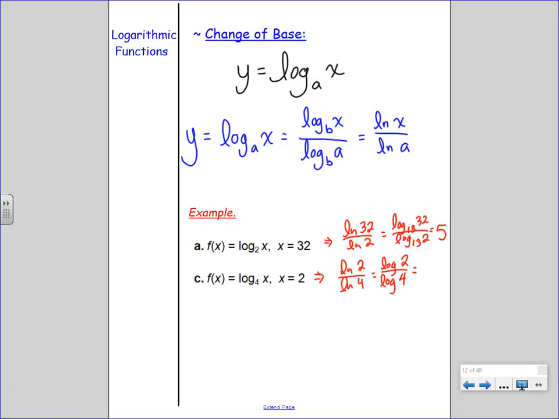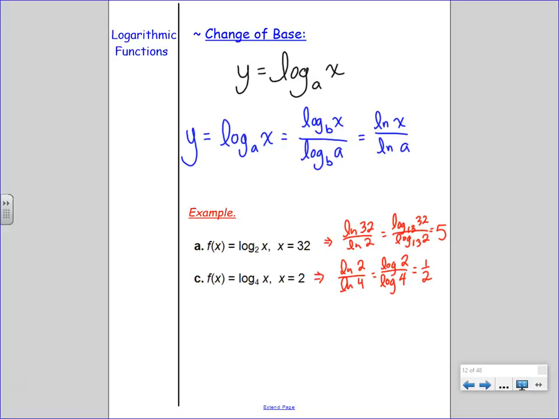Did you guys actually try the second one? ln of 2 over ln of 4, log of 2 over log of 4, log base 133 of 2 over log base 133 of 4. What did you get? 0.5 every time. So you don't have to be able to use a log base button.